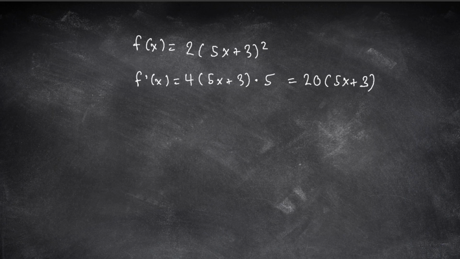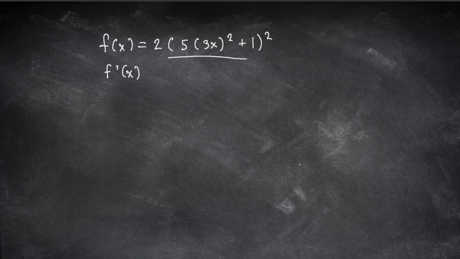Now let's try something with two chains. Let's say f of x is equal to 2 times, 5 plus 3x inside parentheses, squared, plus 1, and then we're going to square that. So the derivative of this: our outside parentheses is this. So 2 times our exponent, which is 2, is 4. So we have 5. Keep whatever's inside.